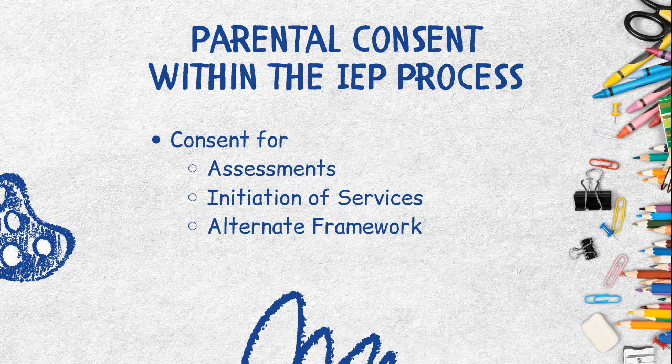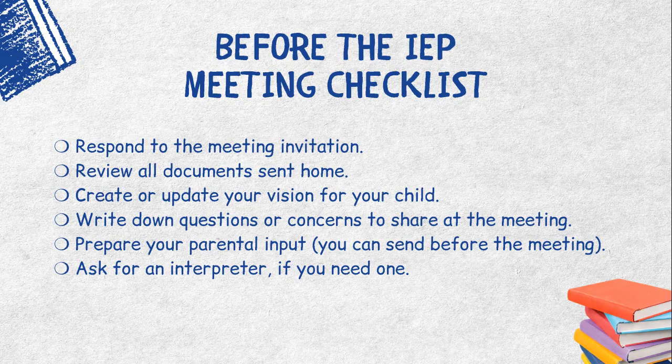There are several things that parents can do to best prepare themselves for their child's IEP meeting. Before the meeting takes place, it is very important that the parents respond to the school's team's meeting invitation on how they will be attending the meeting. In addition, the parents should review all documents that are sent home pertaining to the meeting, paying special attention to the IEP draft. These documents should be received 5 business days before the IEP meeting.